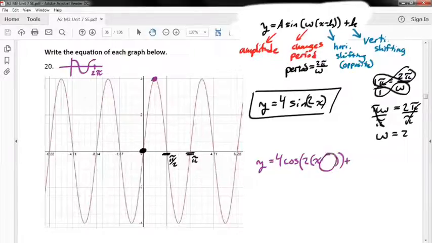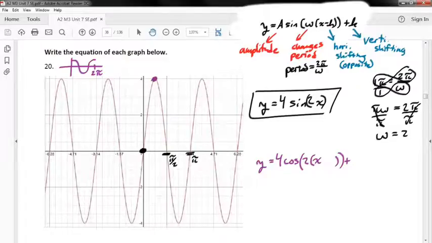What is my horizontal shift? Hopefully this starts making more sense. Look at our starting point. Our starting point is usually on the y-axis. So how much do I have to move over to get to this point from the y-axis? 2.